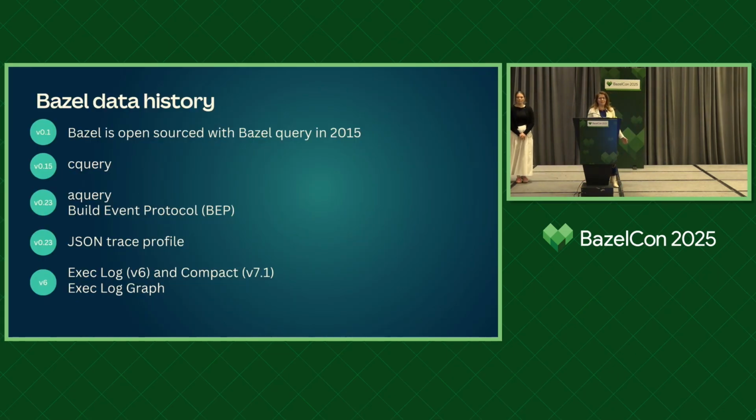Bazel was open sourced in 2015, and in its beta version, it shipped with Bazel Query. Then the team internally investigated lots of build issues, and to teach the engineers how to solve their own problems, they added very helpful tools such as cQuery created by Julie and aQuery by Toby.